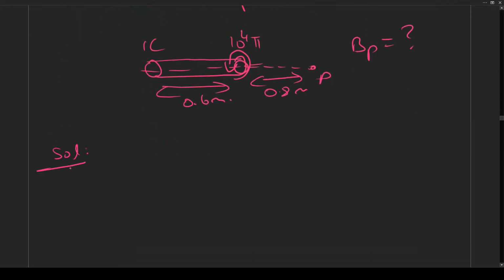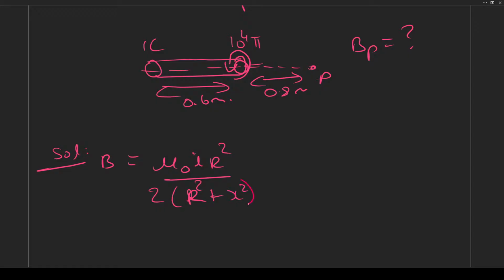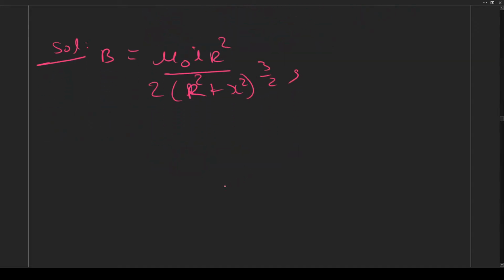Solution: B equals mu naught I r square, this is a basic equation for a circular loop, over 2 times r square plus x square whole power 3 by 2, and here I we do not know, so we need to find it out.